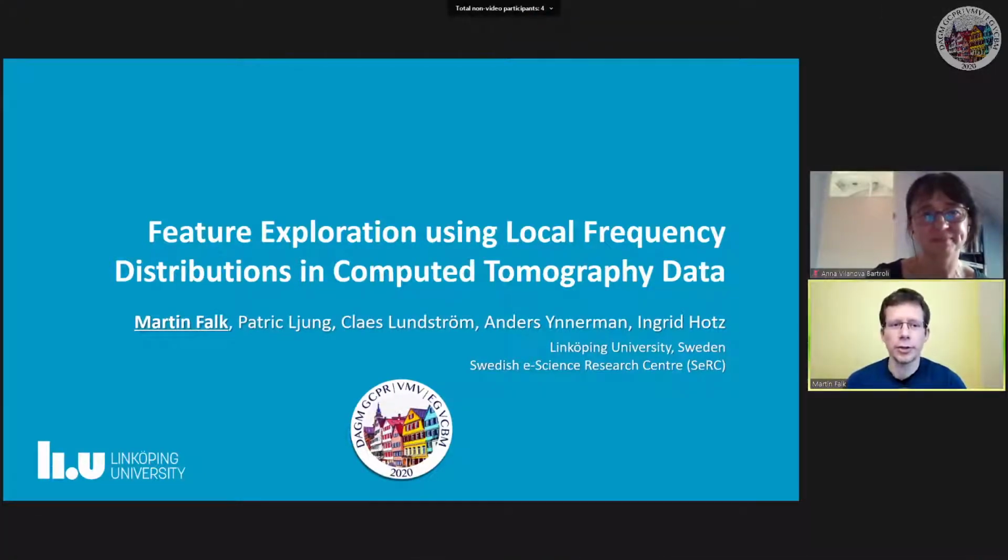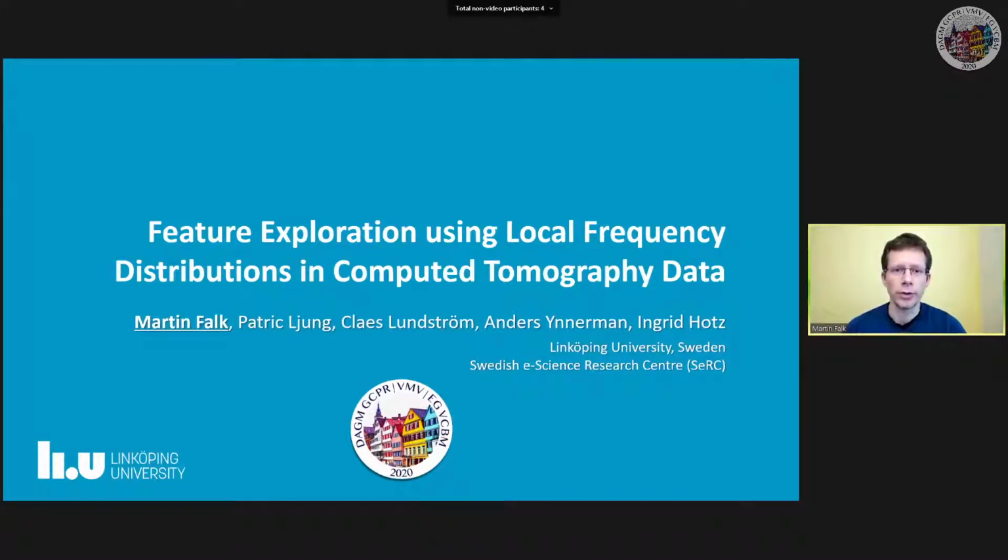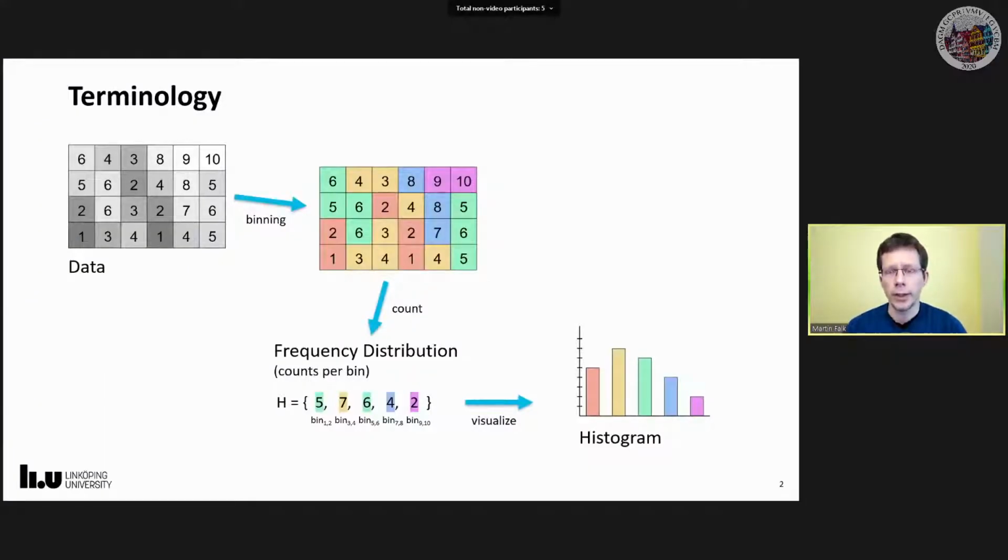Thank you for the introduction, and welcome to my talk on using local frequency distributions for volume exploration. Let's start with some terminology first. On the left-hand side, you can see the underlying data. If we start binning the data, you would end up with what most of you refer to as a histogram in the lower right. But in principle, the histogram is just a visual representation of the frequency distribution, which is a set of the bin counts of occurrences from our binning.